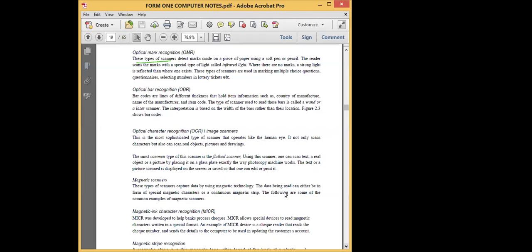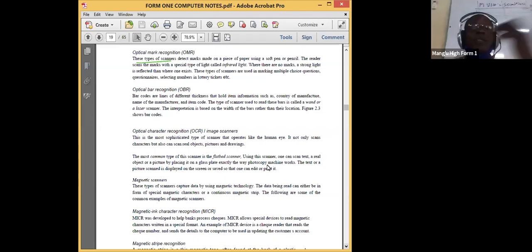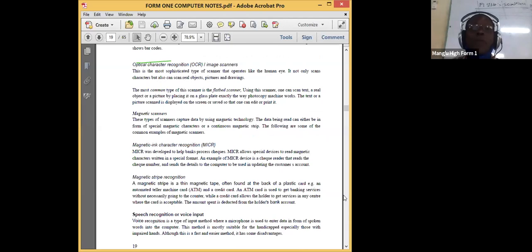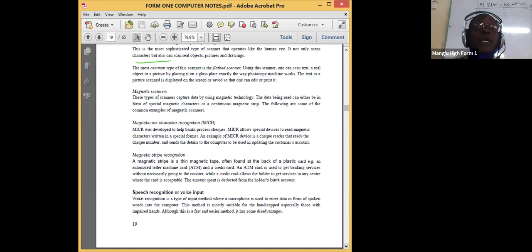They capture data using magnetic technology. And we have examples of those. We had gone through them before. This is just a way of preparing ourselves for the next few topics.